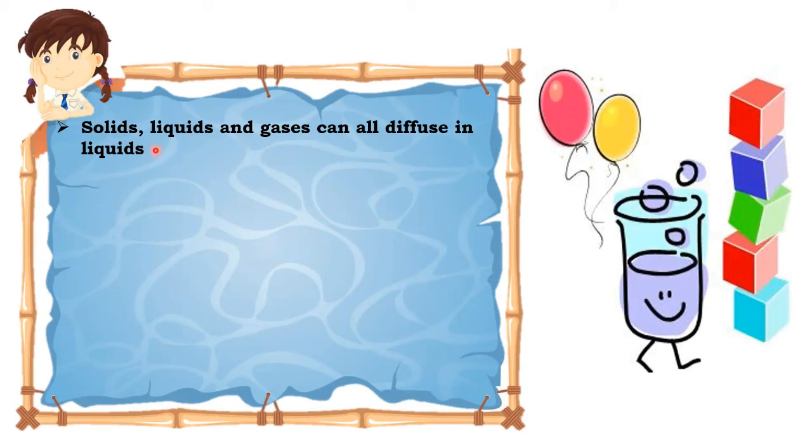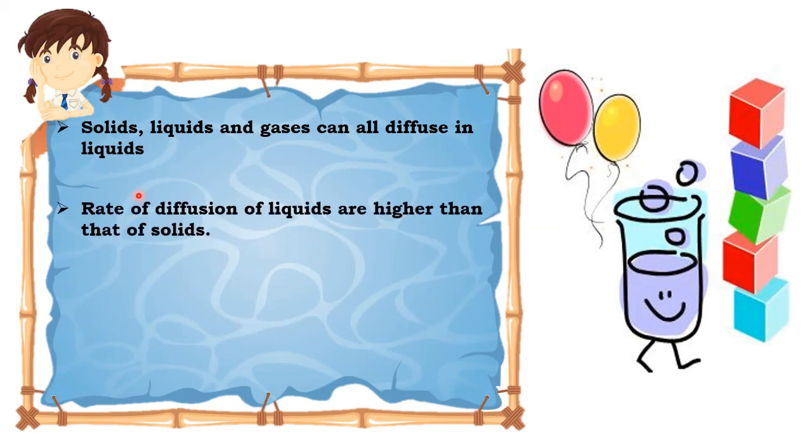What we can say is solids, liquids and gas can all diffuse in liquid. सॉलिड, लिक्विड, गैस ये सब किसके अंदर डिफ्यूज हो सकता है, लिक्विड के अंदर डिफ्यूज होता है, मतलब सॉलिड लिक्विड के अंदर मिक्स हो सकता है, लिक्विड लिक्विड में मिक्स हो सकता है, गैस लिक्विड के अंदर मिक्स हो सकता है. ओके, rate of diffusion of liquid is higher than that of solid. अगर हम सॉलिड और लिक्विड को कंपेयर करते हैं, तो डिफ्यूजन ज्यादा अच्छे से किसमें होगा, लिक्विड में होगा. क्यों? क्योंकि उसमें मूवमेंट फ्रीली होता है.